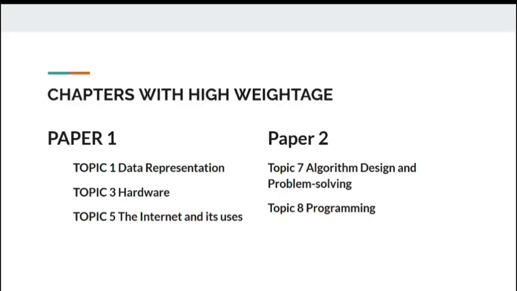Paper 2. Topic 7 is algorithm design and problem solving. This is the final boss where trace tables, flow charts, and pseudocode live. Topic 8 is programming, where understanding how to translate a concept into a working loop is essential for the high mark scenario question.